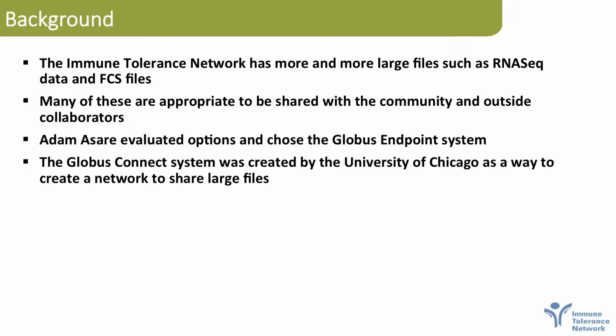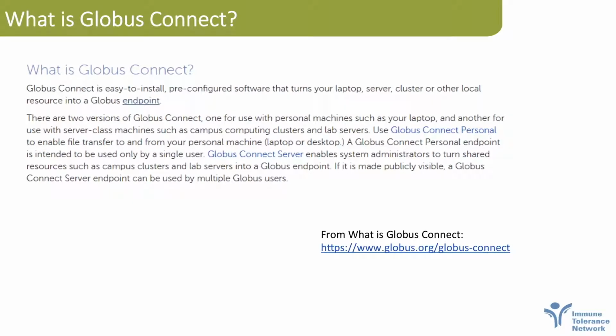So Adam Aster, who used to be the head of TrialShare, my old boss, before he left, was evaluating options with leadership about how we were going to get these files out. And so he discovered or had heard about the Globus Endpoint system, and it's created by the University of Chicago. It's basically a way to create a network to share large files, and we'll talk a little bit more about what all this is.